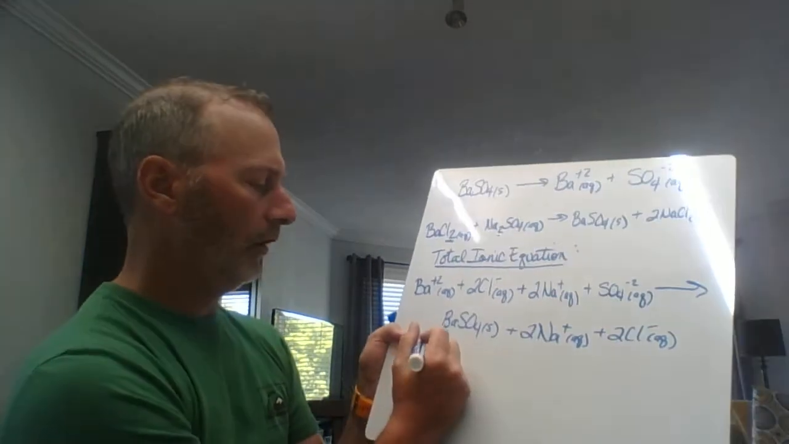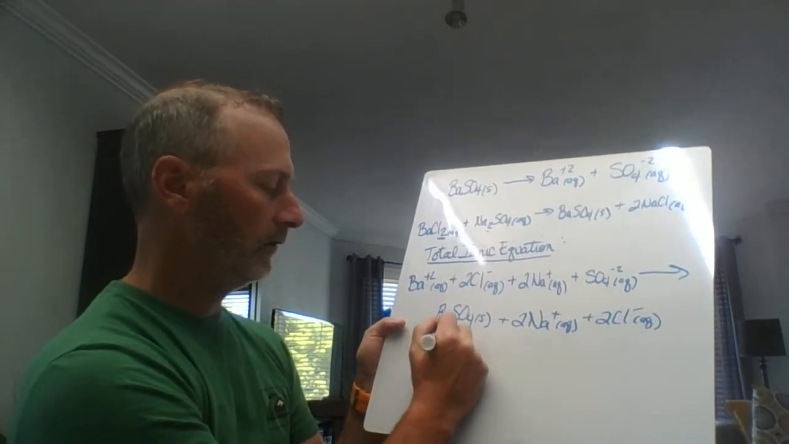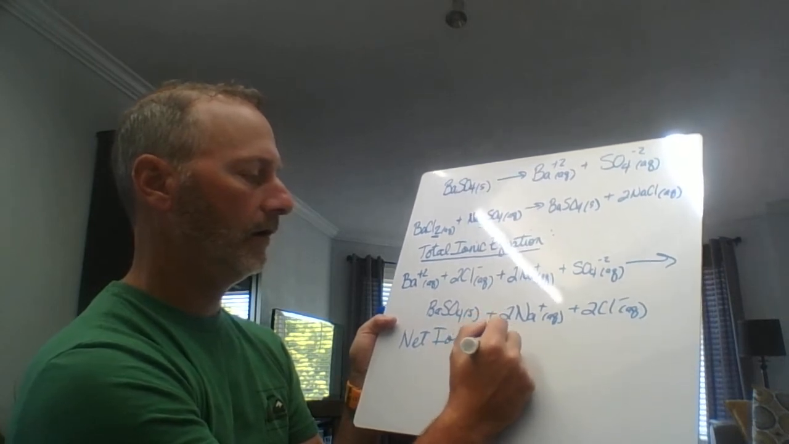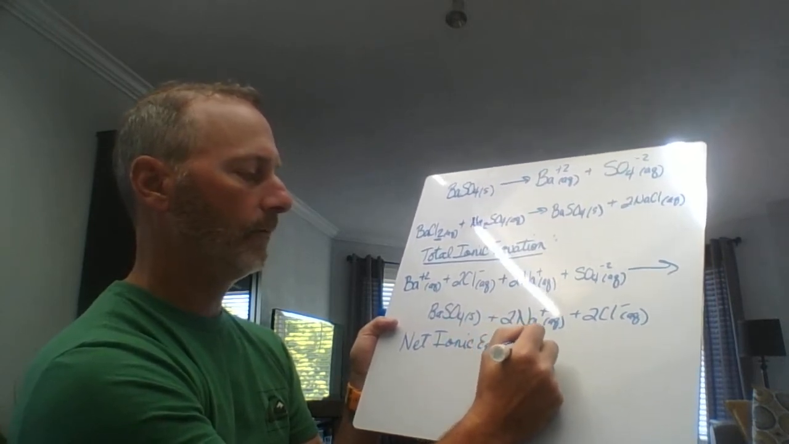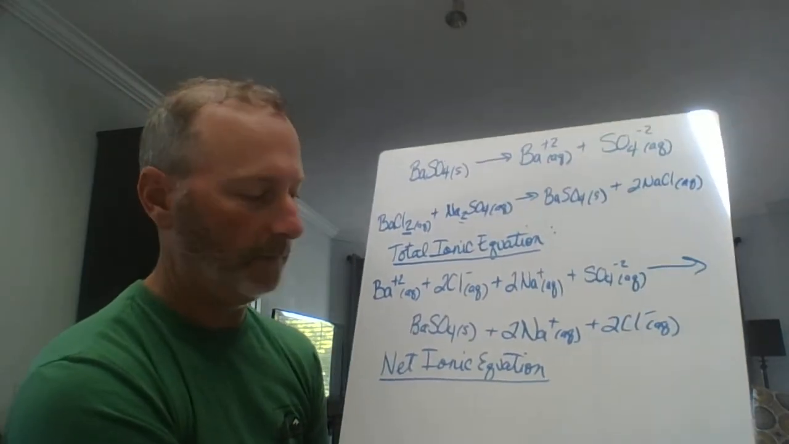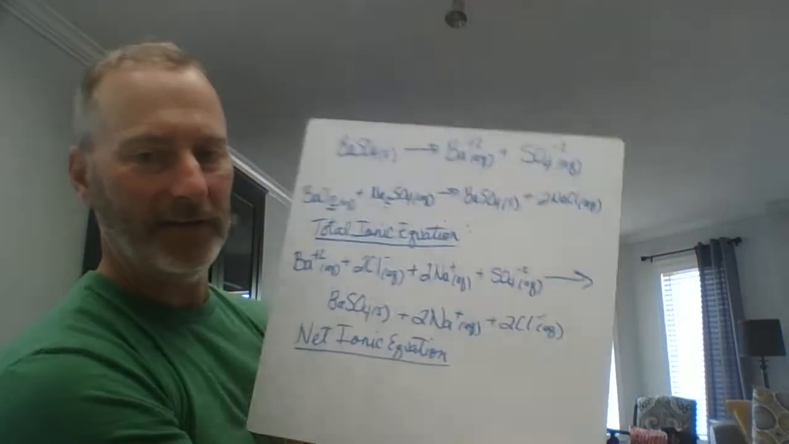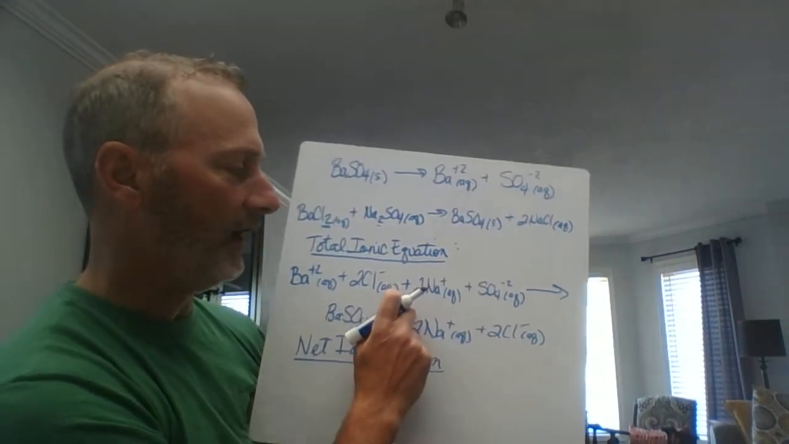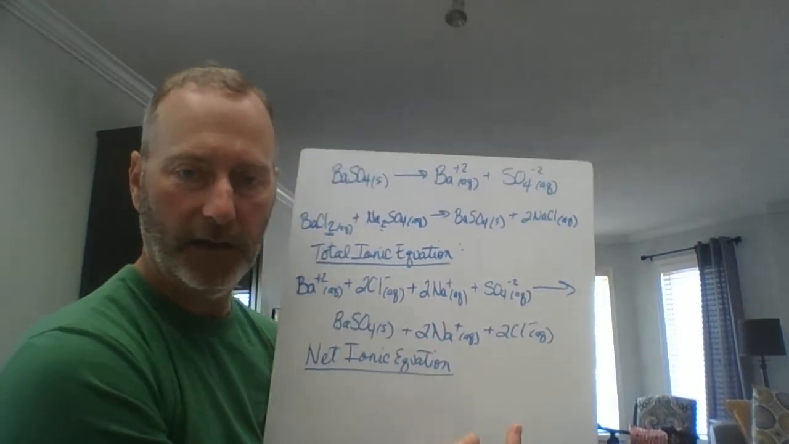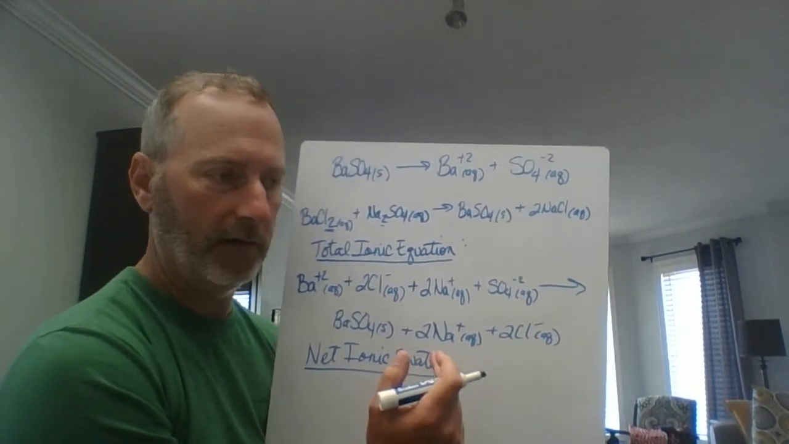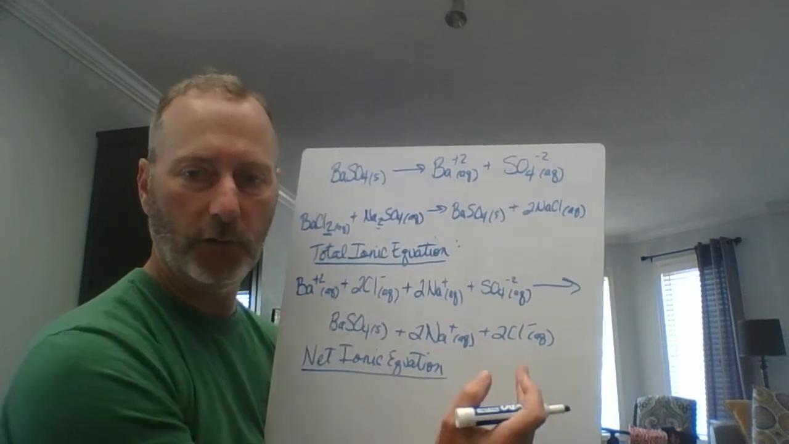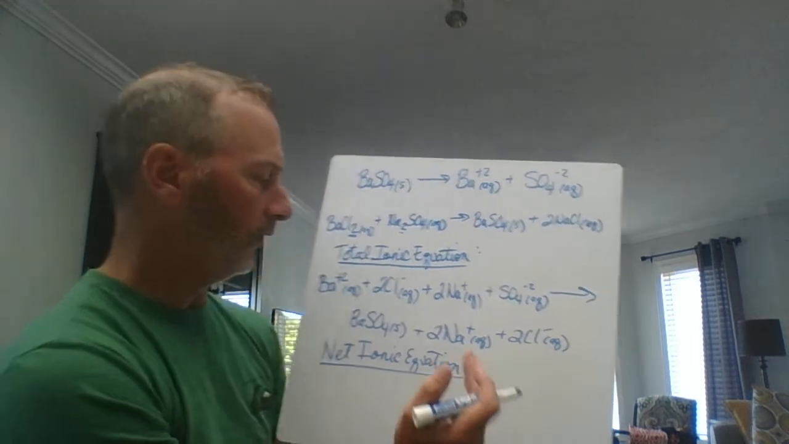Okay, so I want to then go to what I call my net ionic equation. And the net ionic equation just basically means anything that is exactly the same on the reactant side as it is on the product side can cancel out because it's net. It's just like in math, if you had 2 to one side and 2 to the other side, you really didn't do anything. So let's see what we've got.